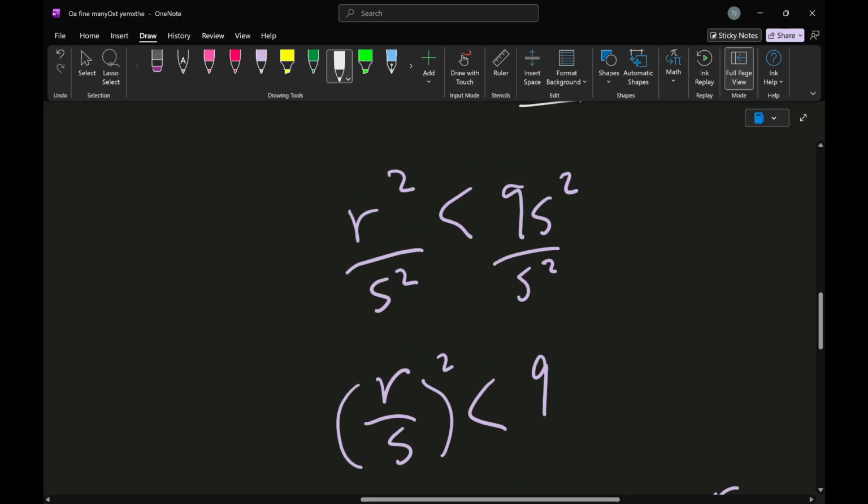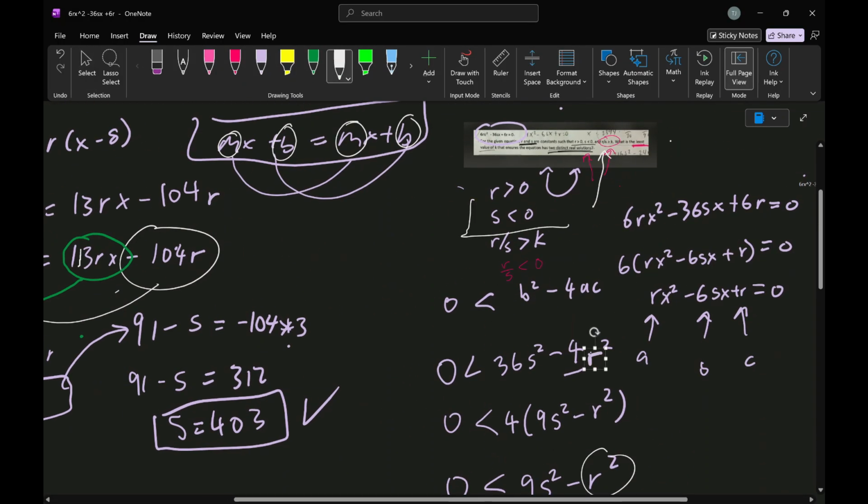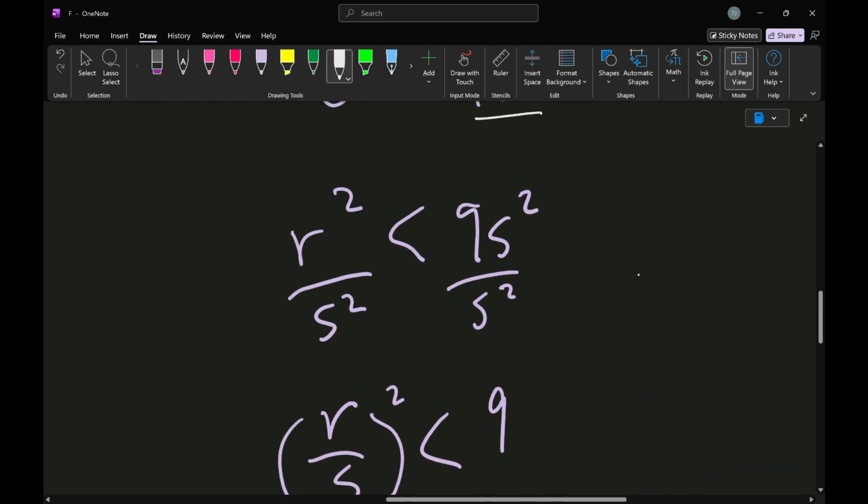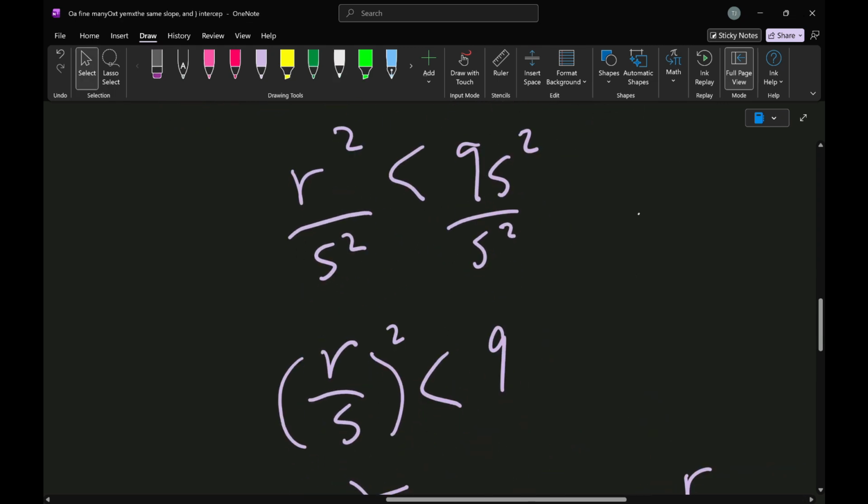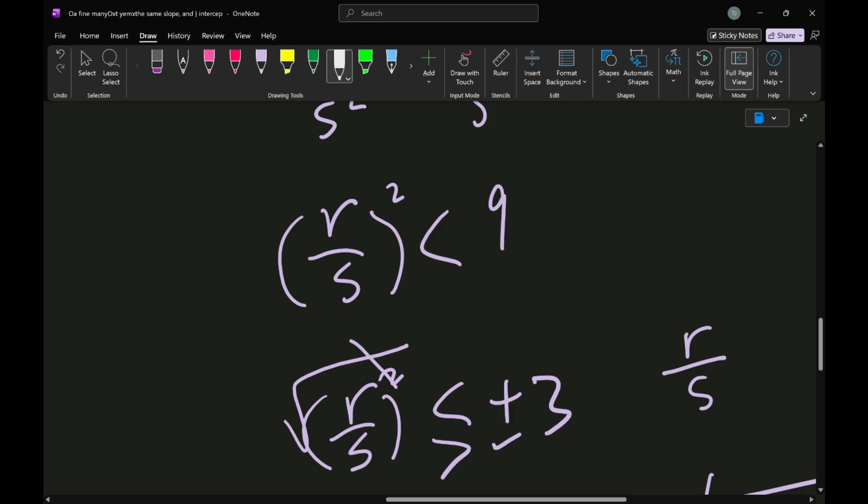In this case, you're only dividing by s squared, so s must be negative. We stated that earlier. But negative times negative is positive, so the sign actually doesn't change. But you gotta be careful. What if the sign changes? Then the answer will be totally different. So then you have r over s squared, it must be greater than 9.